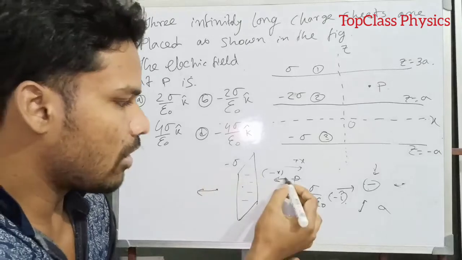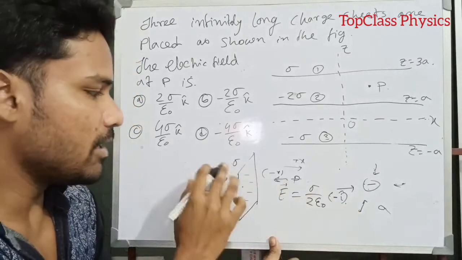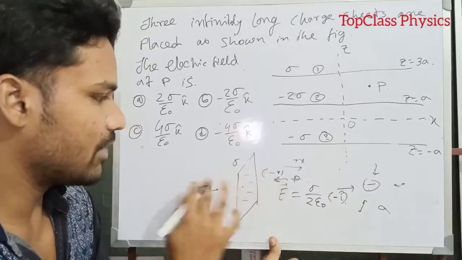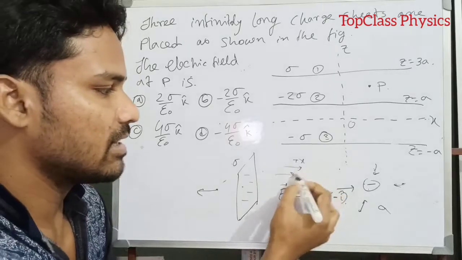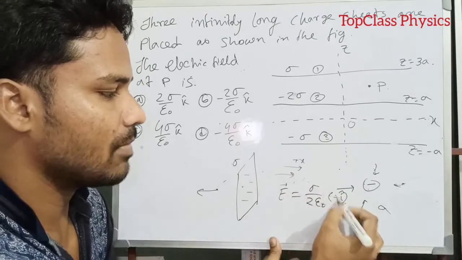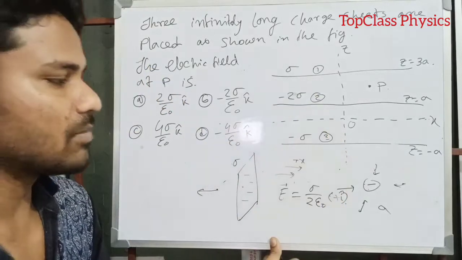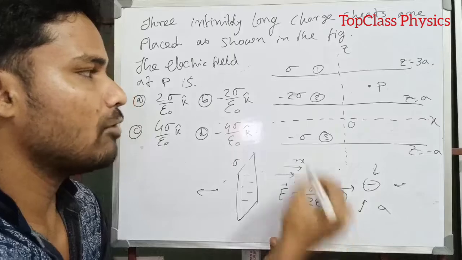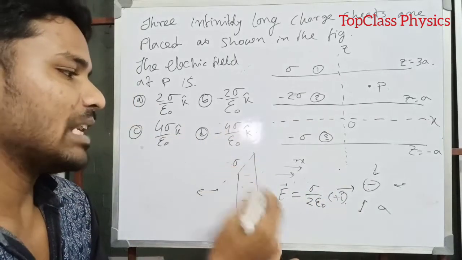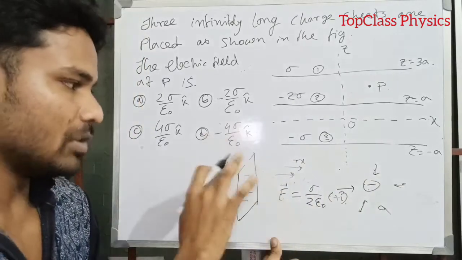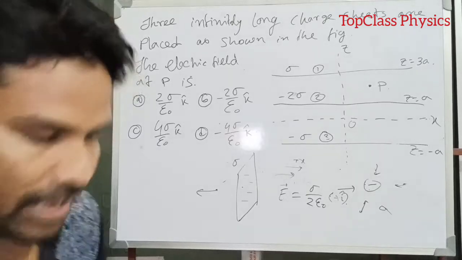For negative sigma, it is always towards that plate, so the direction is minus i cap, and for positive sigma, the direction of the electric field is away from that plate, so along the plus x axis, that is plus i cap. Don't worry about the sign of sigma, just put the magnitude value of that surface charge density and put the direction accordingly. For negative charge it is towards that plate, and for positive charge it is away from that plate. Clear? So this is our value.